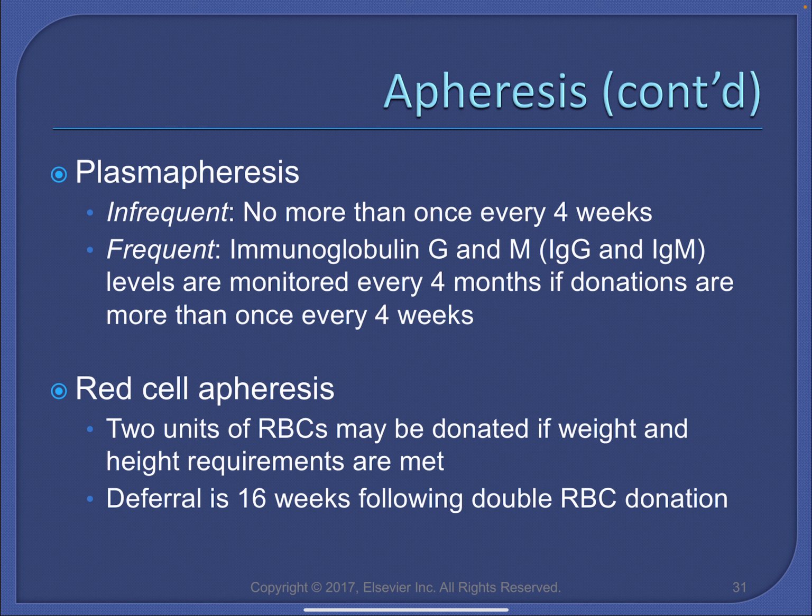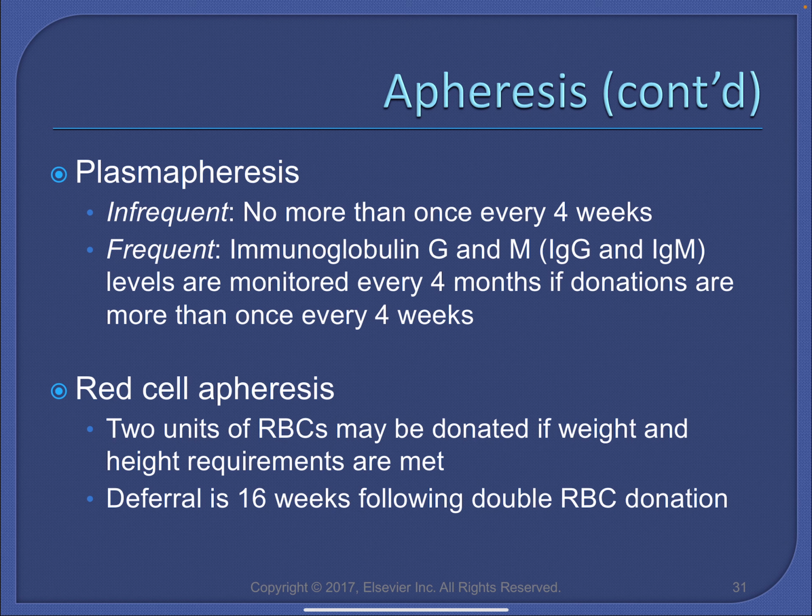For plasmapheresis that's more than once every 4 weeks, the patient would need monitoring of their total plasma proteins, their IgG and IgM levels at least at a 4-month interval. And red cell pheresis means we are taking 2 units of red cells that are being removed, and the rest is being put back into the patient. So donors may have 2 units of red cells removed by apheresis if they meet the specific criteria, especially with the hemoglobin and the hematocrit as well as the weight requirements. That is cleared by the FDA. That has to be met as per FDA requirements.